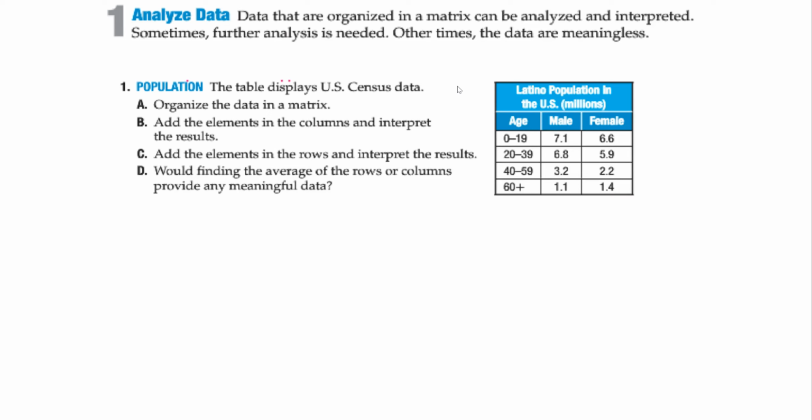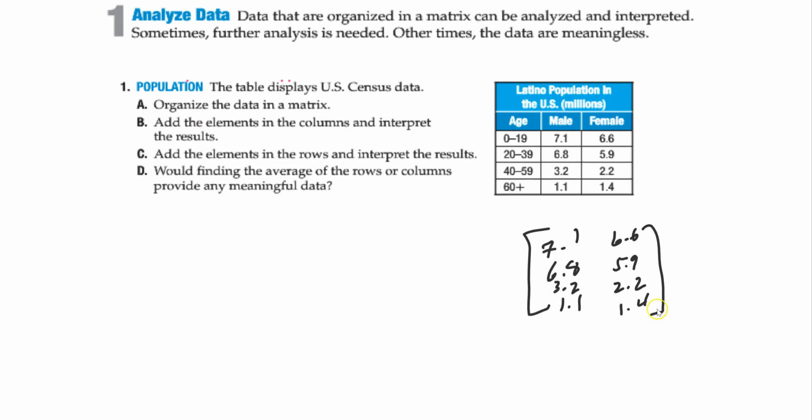So look at this first example. The table displays US Census data. Part A says organize the data in a matrix. So all we want to do is write it as a little matrix array, like 7.1, 6.8, 3.2, 1.1, 6.6, 5.9, 2.2, and 1.4. That's my little matrix of this data. Now we should keep in mind what everything is. This is the ages 0 to 19 and 20 to 39, and this is male and female. But that's all a matrix is. It's making a set of data.